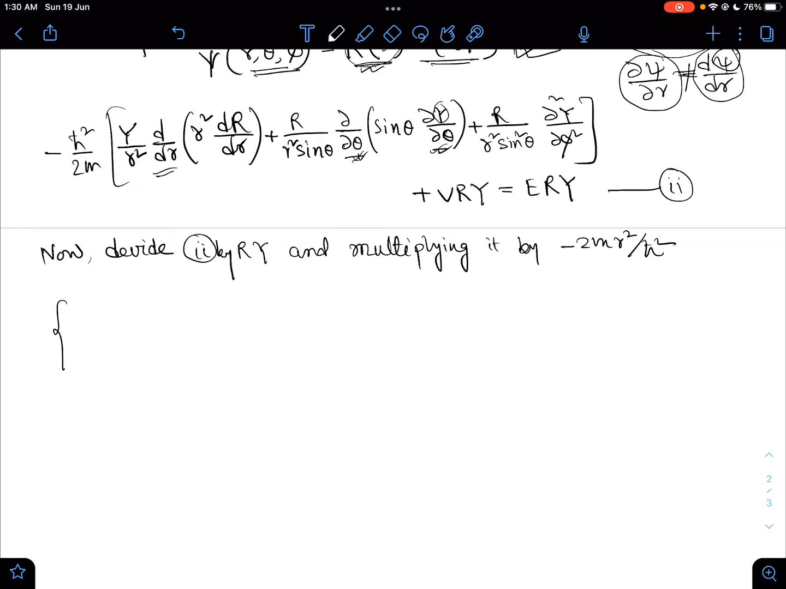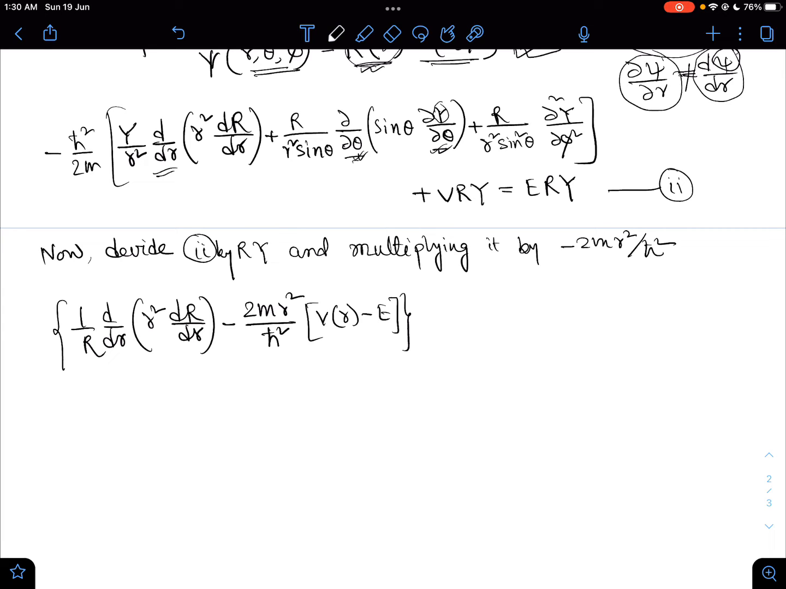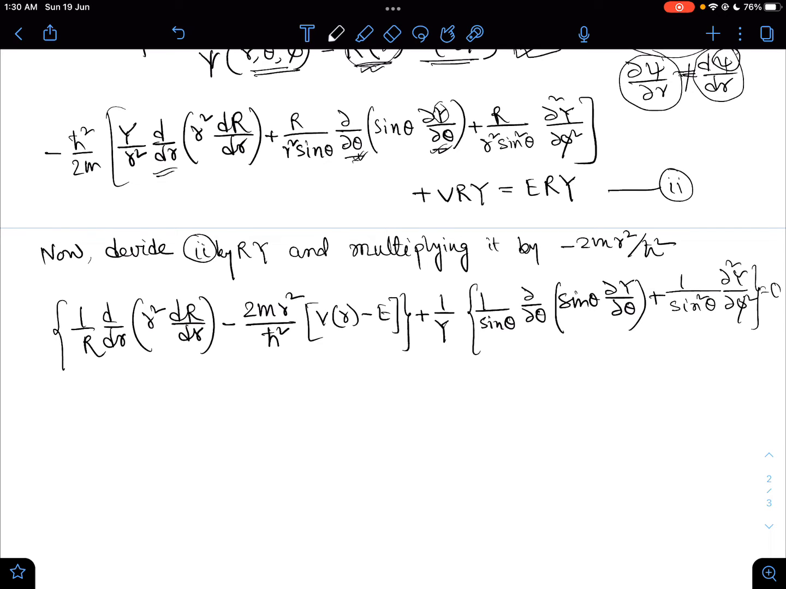then we will be left with 1 by r d/dr of r square dR/dr, minus 2m r square by h cut square. Here we have V minus E, plus 1 by Y, 1 by sine theta del/del theta of sine theta del Y/del theta, plus 1 by sine square theta del 2Y/del phi square. This is 0. So this is what we are getting if we divide this equation by RY and multiply by this.